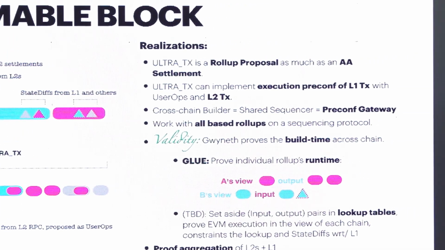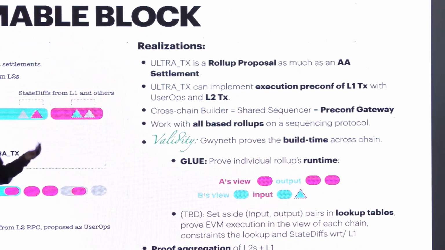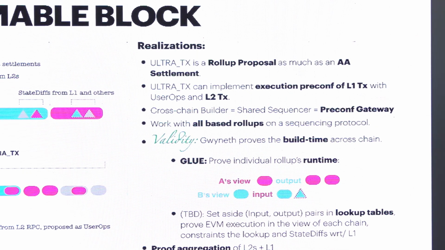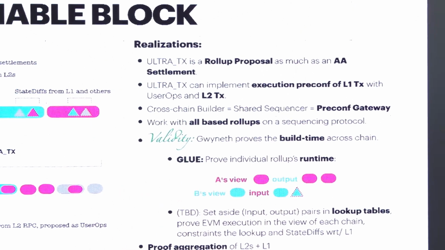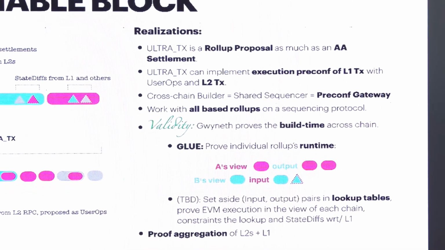And Ultra transaction implements execution pre-confirmation of L1 transactions as you sequence all these user operations, because they are sequenced in a deterministic order upon the L1 state, which in itself is execution pre-confirmation. And the cross-chain builder is a shared sequencer as much as a pre-confirmation gateway. And this paradigm works for almost all based rollups on the sequencing protocol.